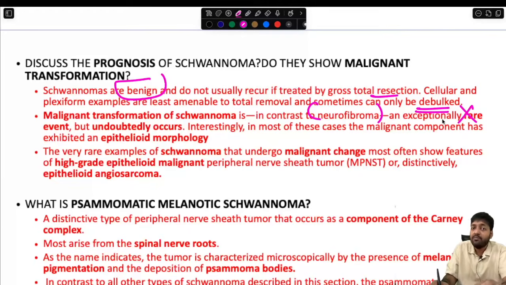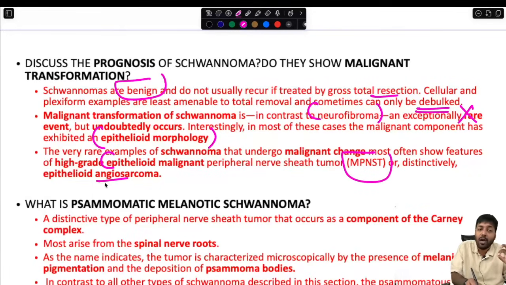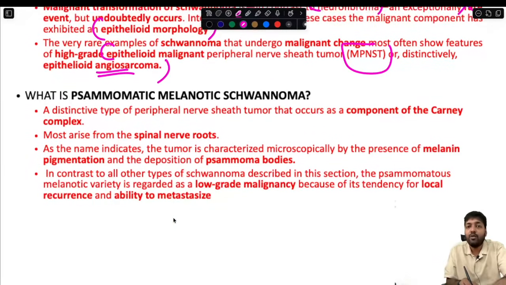Interestingly, in most of these cases, the malignant component has exhibited epithelioid morphology. The very rare examples of schwannoma that undergo malignant change most often show features of high grade epithelioid MPNST or distinctively epithelioid angiosarcoma.